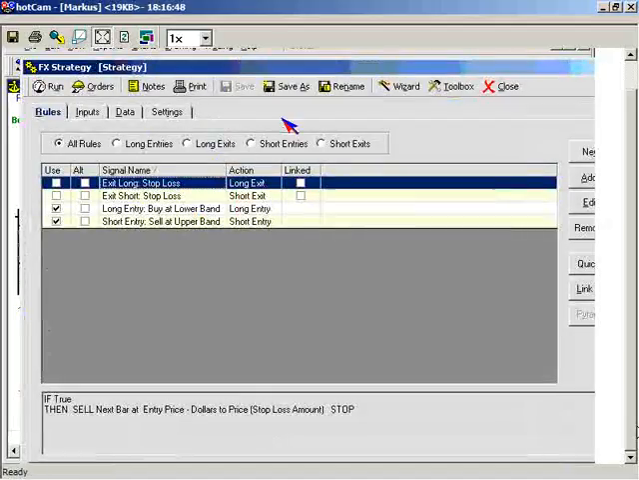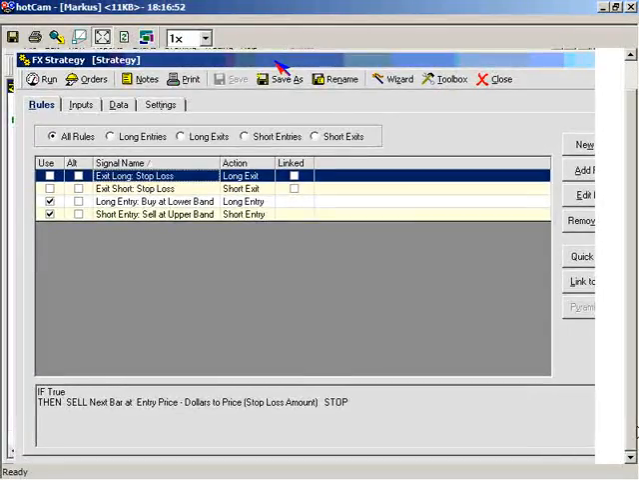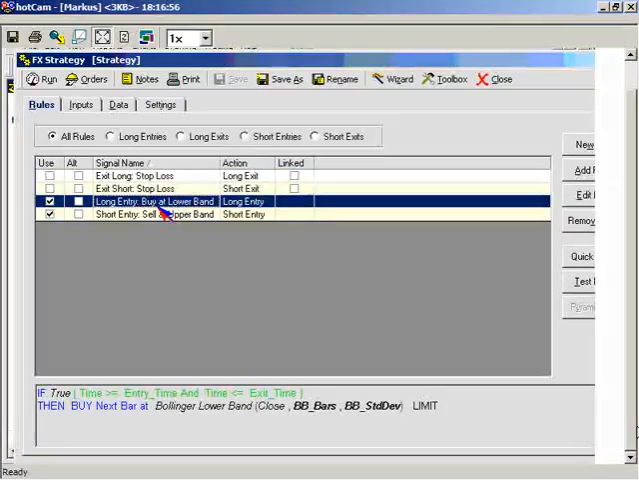I'm trying to center it here right now, and you see it goes a little bit to the right-hand side of the screen, so I try to work with a small screen size here as good as possible. See, I have a long entry here where I basically buy at the lower band, and I have a short entry where I sell at the upper band.